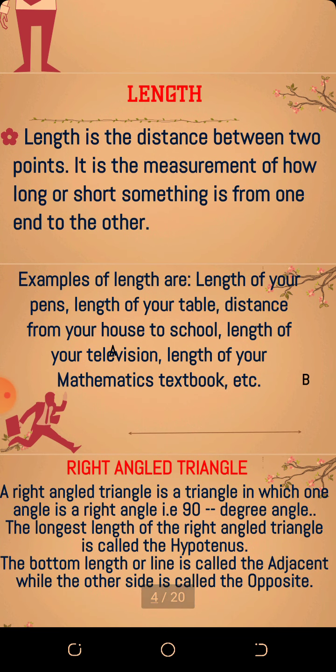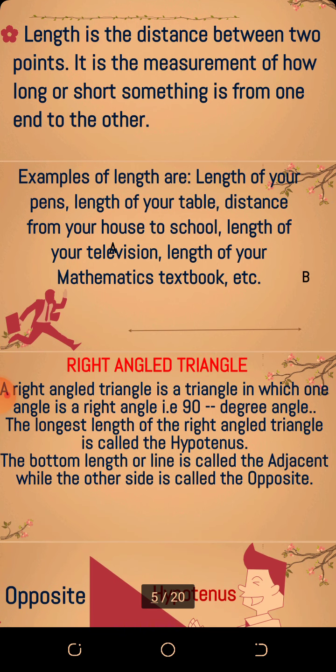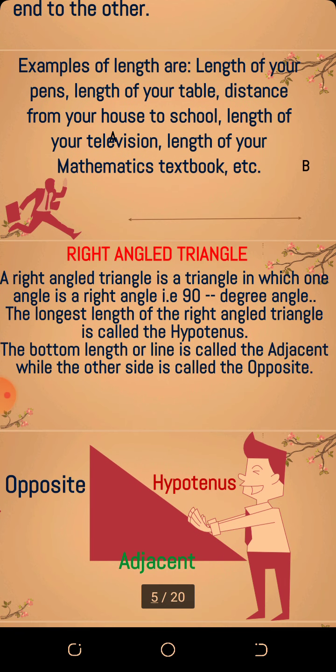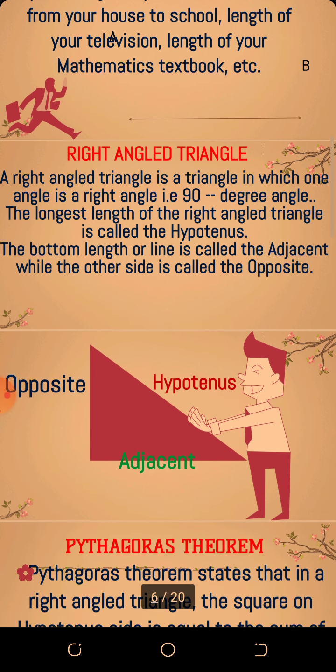Right angle triangle. A right angle triangle is a type of triangle in which one of the angles is exactly 90 degrees. The longest length of the right angle triangle is called the hypotenuse. The bottom line is called the adjacent, while the other side is called the opposite. Looking at the diagram below, the side Mr. Wallaby is holding is called the hypotenuse. The other side is called the opposite, and the bottom line is called the adjacent.